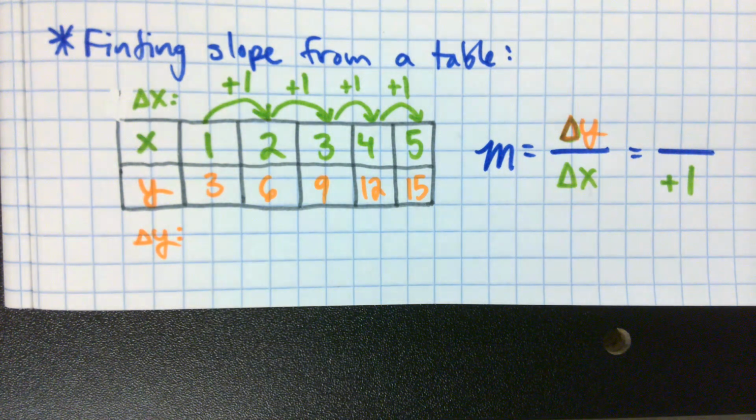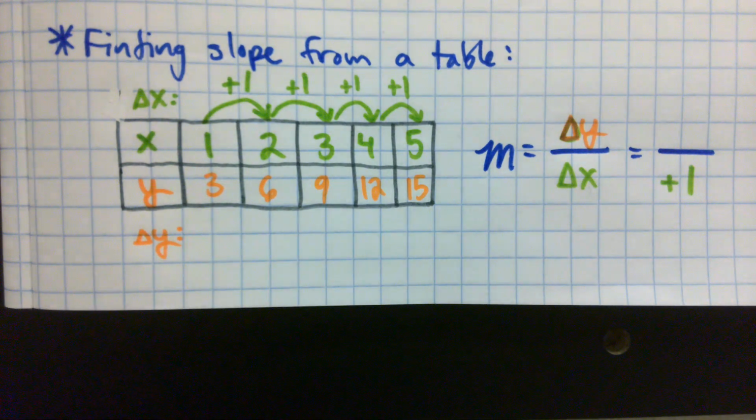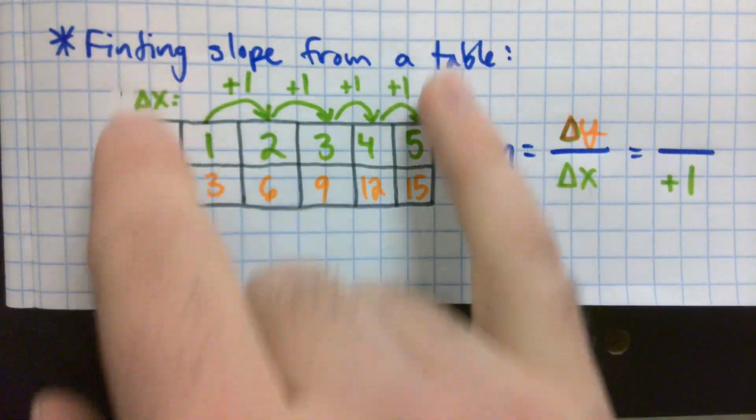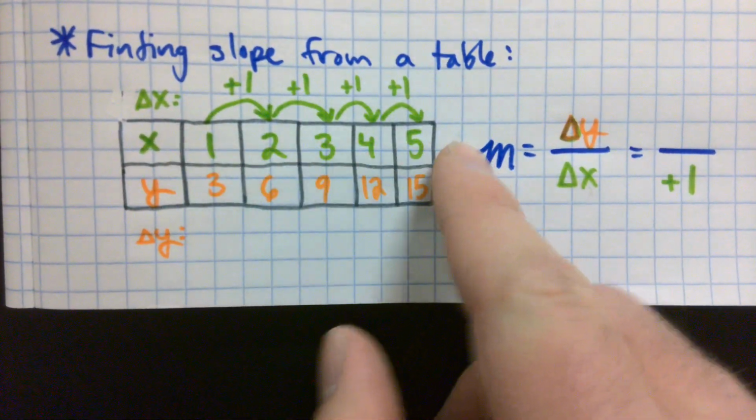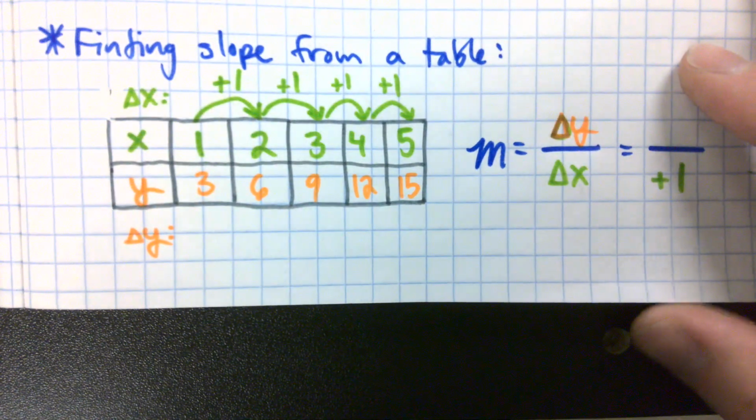Give me a thumbs up if you see how we found our change in x there. Four people see. How can I explain it maybe a little better? Where are we getting lost? Maybe it's just Friday. That's more likely.